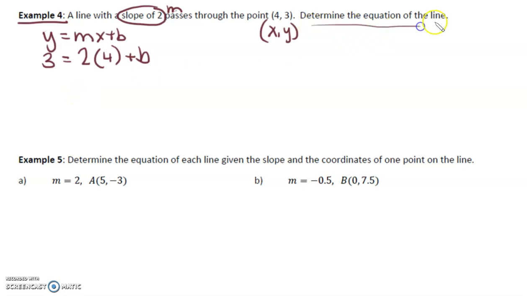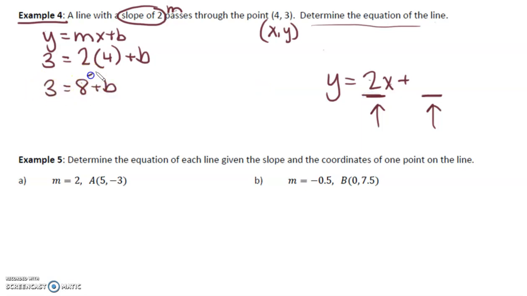Determine the equation of the line. Well, we already have m, because for our equation of a line, we always want to put it into y equals mx plus b, and then insert the m and the b. Those are our two values. So 3 equals 8 plus b. Then this 8, we're going to subtract 8. So we have 3 minus 8 equals b, negative 5 equals b.